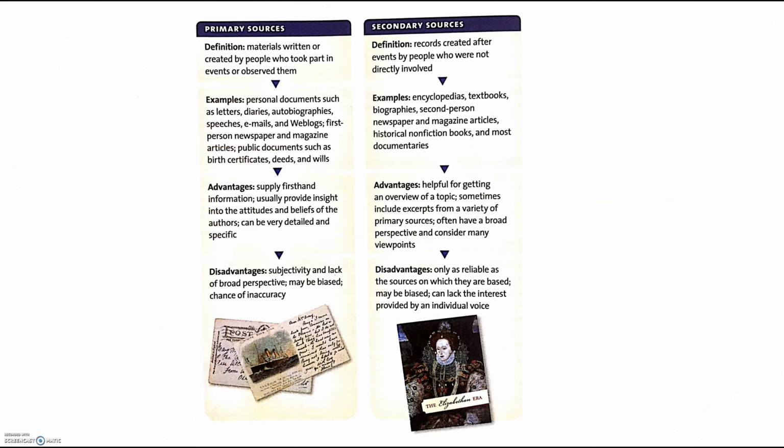So primary sources, definition: materials written or created by people who took part in events or observed them. For example, personal documents such as letters, diaries, autobiographies, speeches, emails, and so forth. The advantages: they supply firsthand information, and they usually provide insight into the attitudes and beliefs of the authors. And they can be really, really specific.